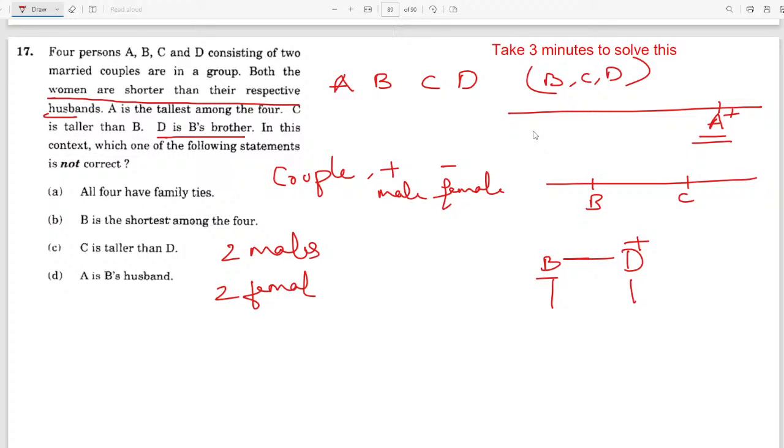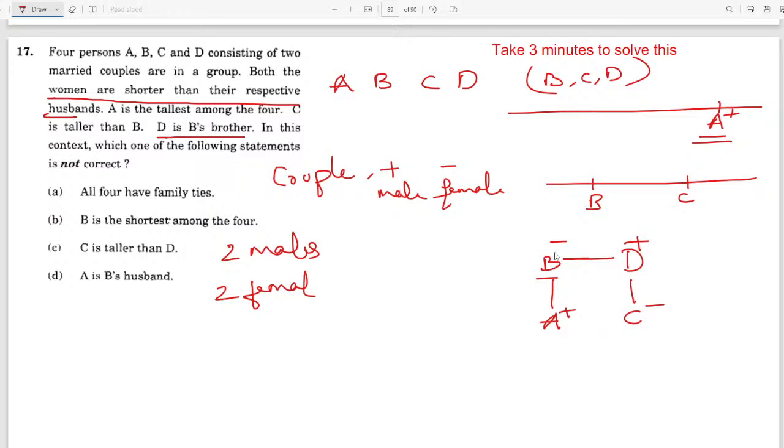The tallest person among these 4 should be a male, because women are clearly shorter than the male. They cannot be the longest person in the group. So A is the longest person, so A should be a male. If A is a male, A cannot marry D. So A has to marry B. A is a male, so B has to be female. So D would have married C, and C is a female. So these are the relations.